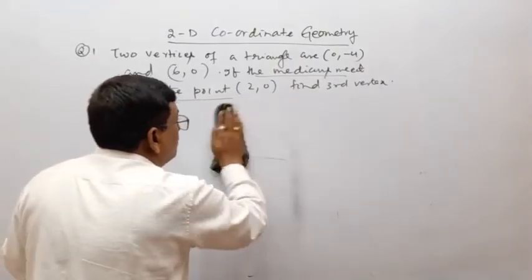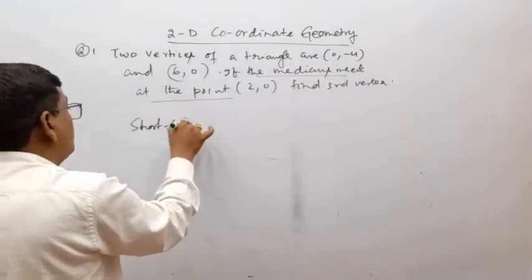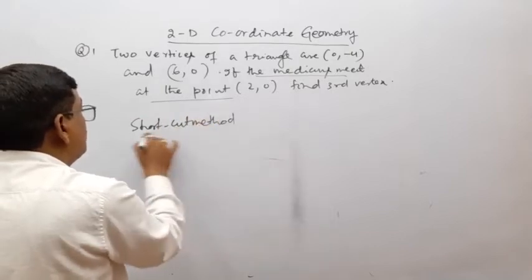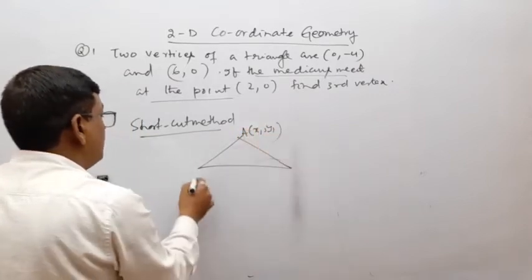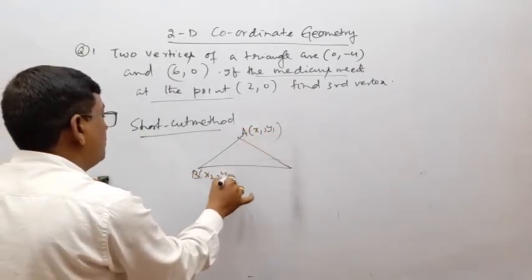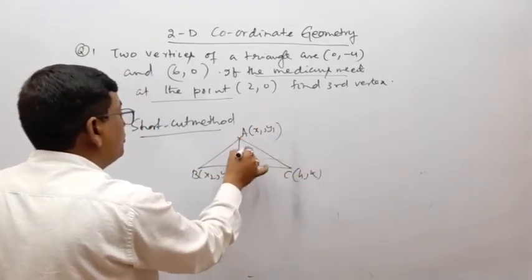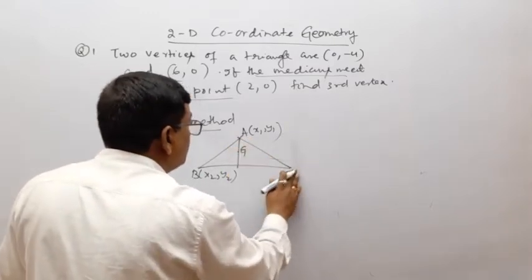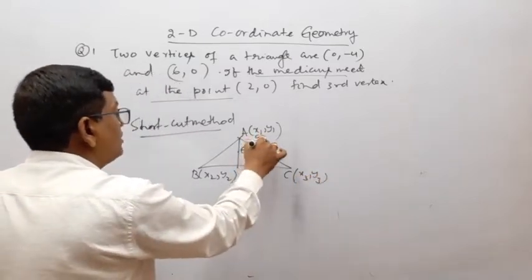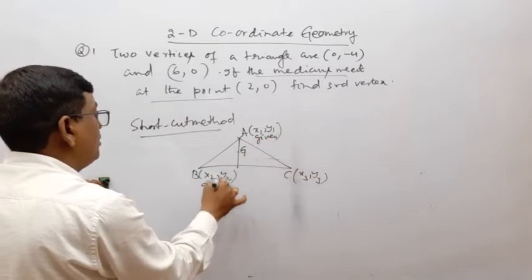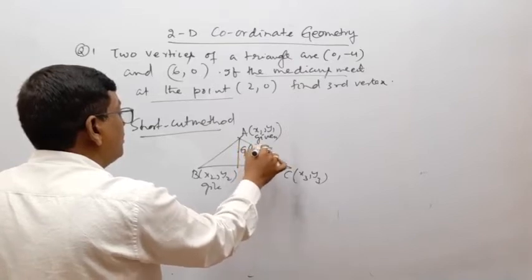Suppose this is the triangle ABC, that is x1 y1, and this is another point x2 y2, and suppose C is equal to x3 y3. These two are given, and G is also given. Suppose G is h comma k.